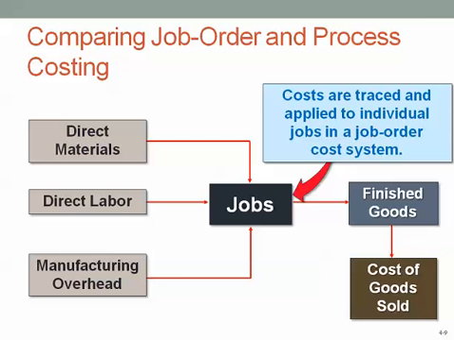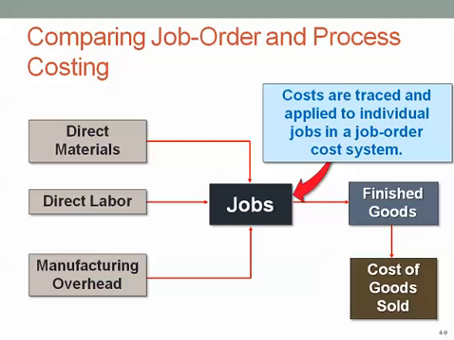Recall in a job order costing environment, the cost of individual jobs, that is our direct material, direct labor, and manufacturing overhead, are accumulated on job cost sheets. These job cost sheets follow the jobs through the production process, from work in process to finished goods to cost of goods sold. And so it's easy to identify how much cost is associated with each job and whether that cost is in work in process, is in finished goods, or should be transferred to cost of goods sold.